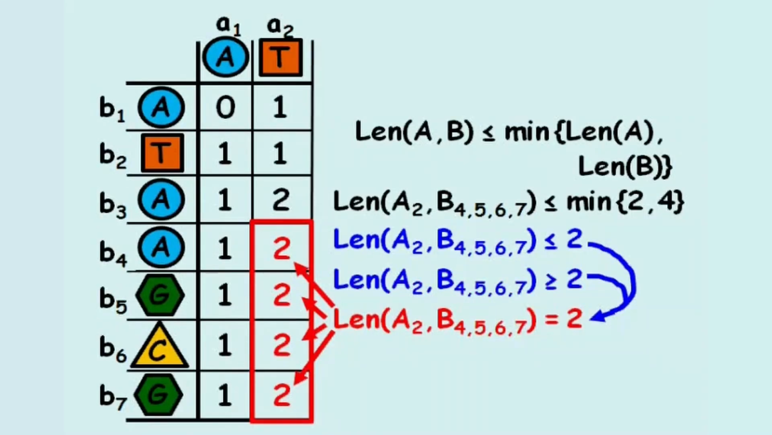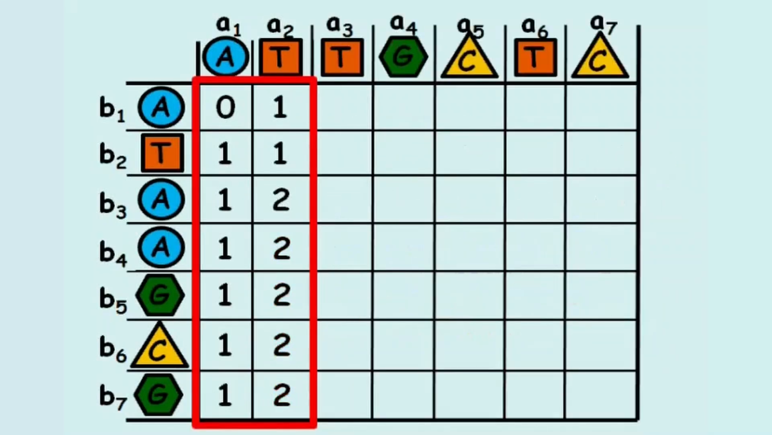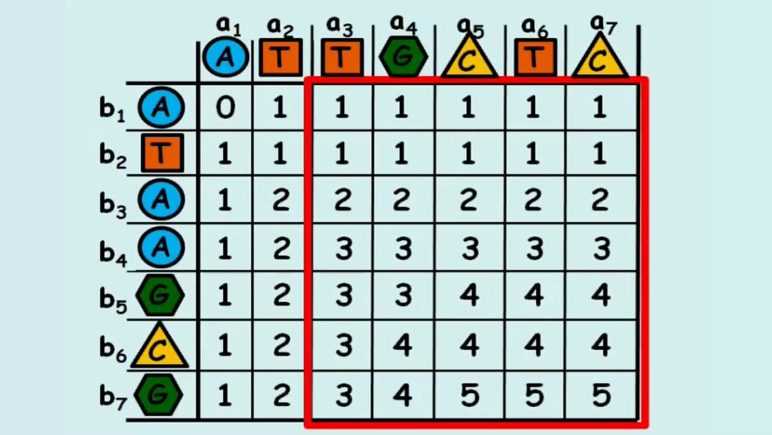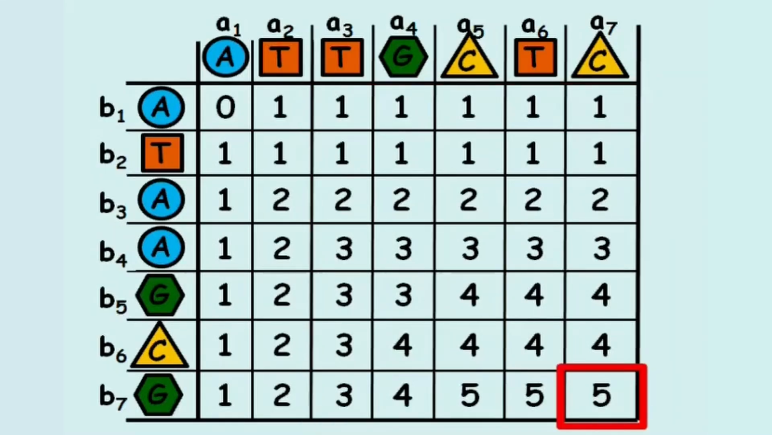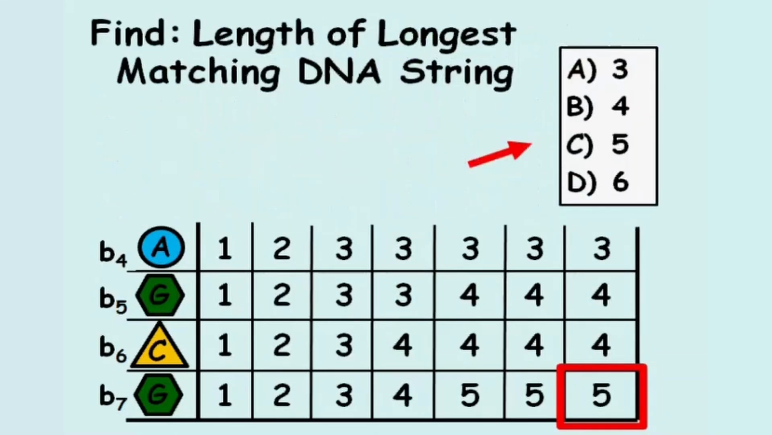At this point, we've completed the first two columns in the table, columns A1 and A2. We'll complete the rest of the table using the same algorithm. And our final answer will be located in the bottom right corner of the table, which means the length of the longest matching DNA string between string A and string B is 5. When reviewing the possible solutions, the answer is C.